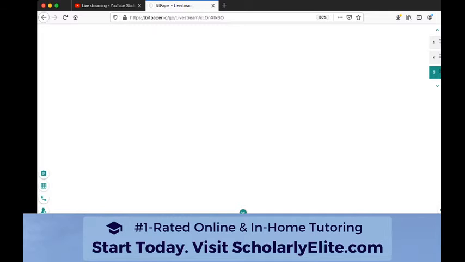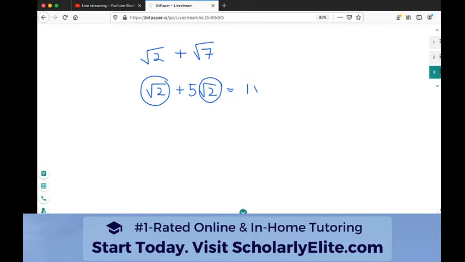So for example, if I had root 2 and root 7, I cannot just add these two together, in the sense that I would have to actually get the decimals. I cannot group these as like terms. But if I had root 2 and 5 root 2, they have a like term, the radical 2. So this is the same thing as saying 1 root 2 plus 5 root 2, which really equals 6 root 2.